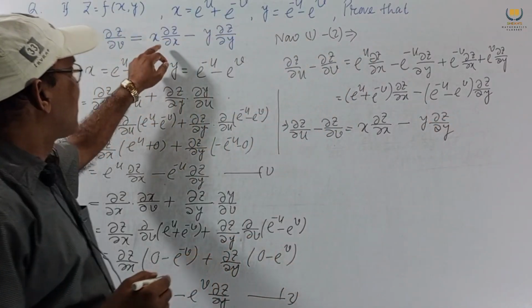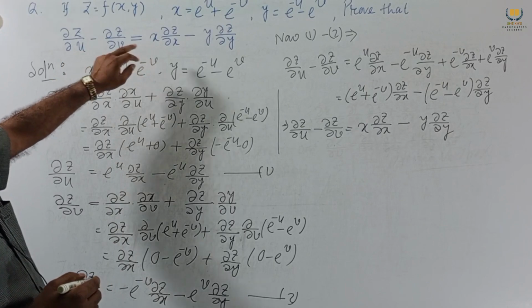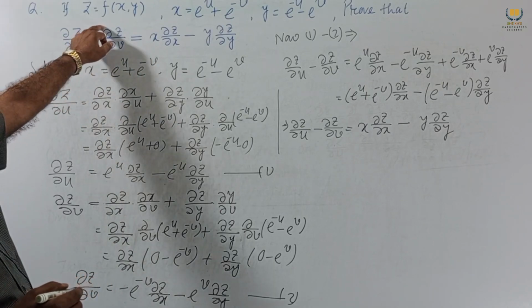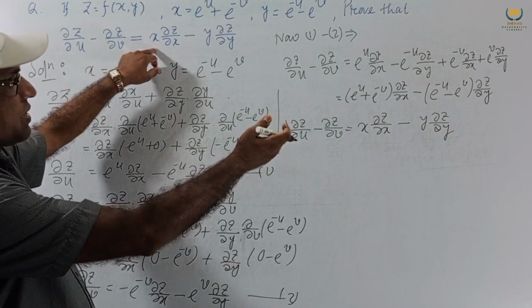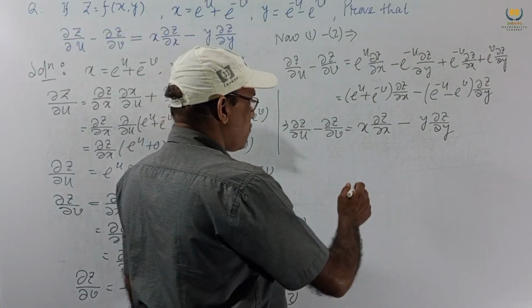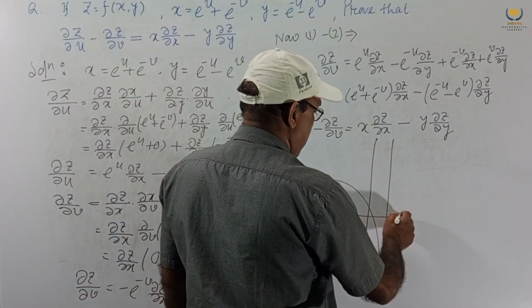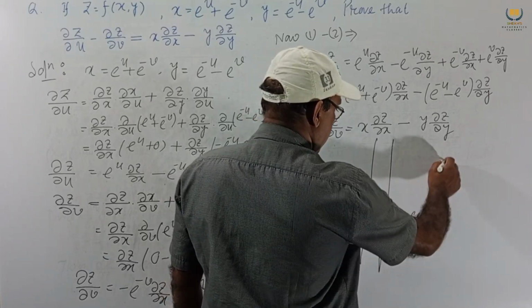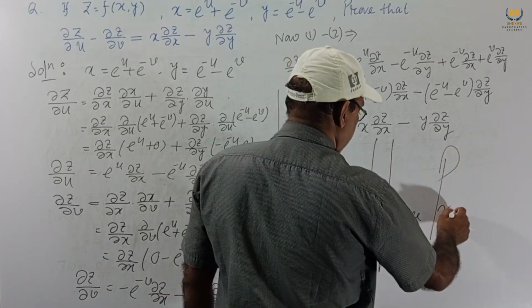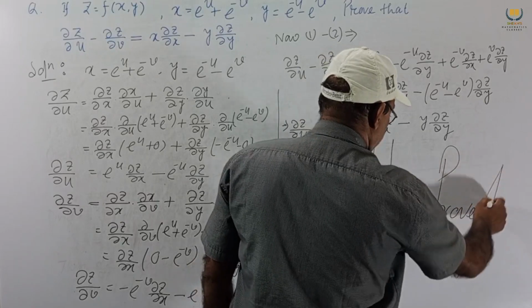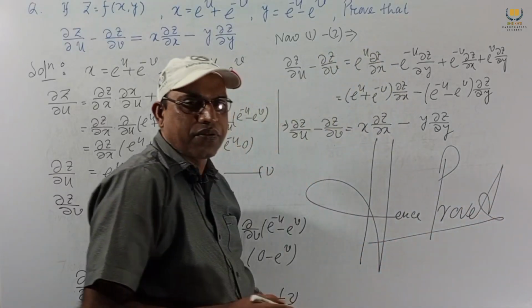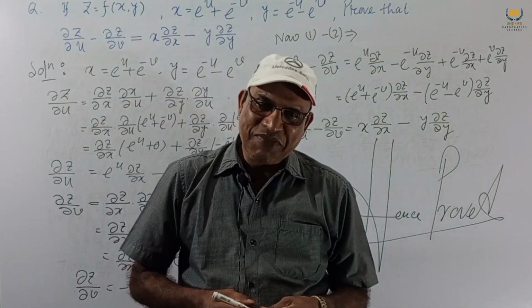So this is our answer. Prove that del z del u minus del z del v equal to this. Ultimately we get this, our answer. Hence proof. This is our proof. So these are very simple problems.